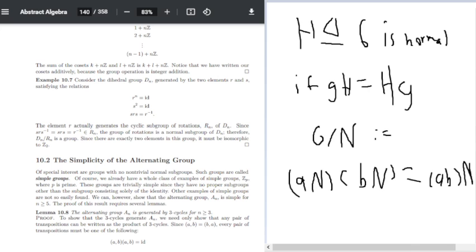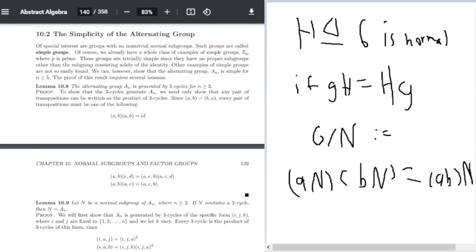But continuing. Example 10.7. Consider the dihedral group D sub n, generated by two elements r and s, satisfying the relations r to the n equals id, s squared equals id, and srs equals r to the negative 1. The element r actually generates the cyclic group of rotations R sub n of D sub n. Since s r s to the negative 1 equals srs equals r to the negative 1 is in R sub n, the group of rotations is a normal subgroup of D sub n. Therefore, D sub n over R sub n is a group. Since there are exactly two elements in this group, it must be isomorphic to Z sub 2.